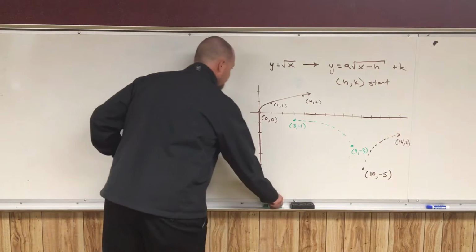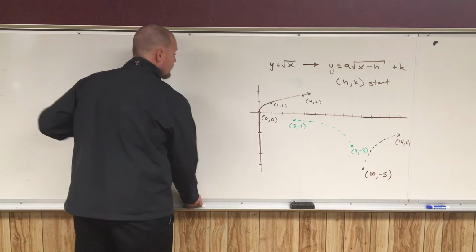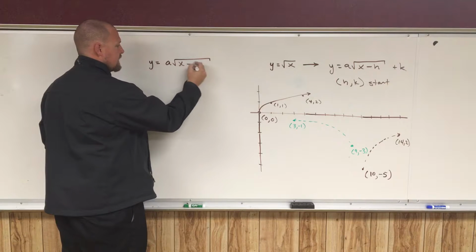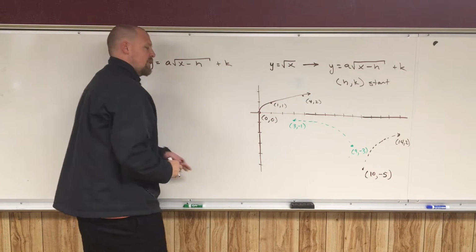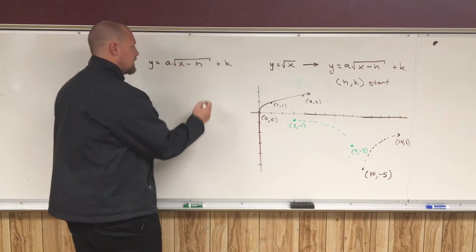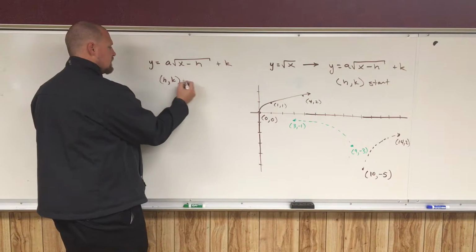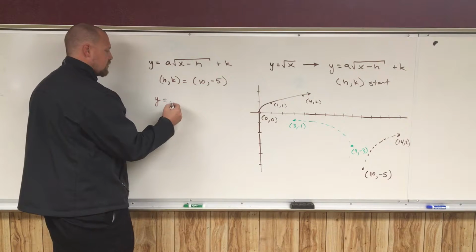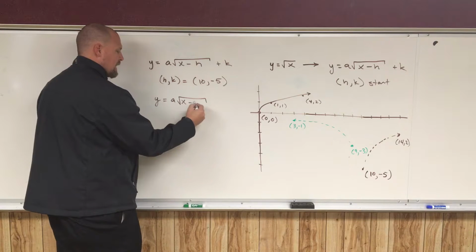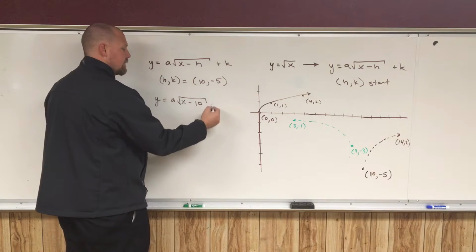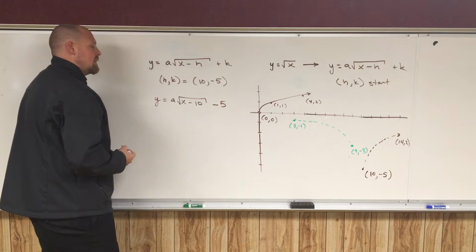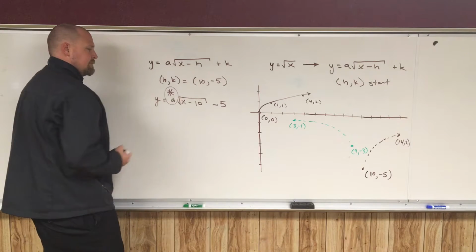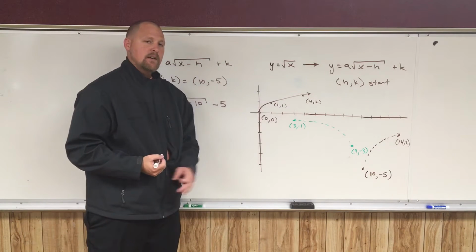Well, we're going to start with y equals a times the square root of x minus h plus k. If I start at 10, negative 5, then my h, k is equal to 10, negative 5. So my equation instantly becomes y equals a times the square root of x minus 10 and then plus a negative 5, or we could just put minus 5. My issue now is that I need to somehow figure out what a is. And that's where the second point comes into play.